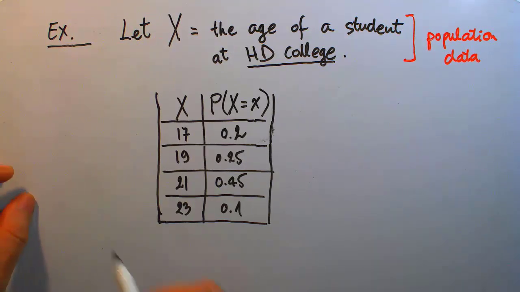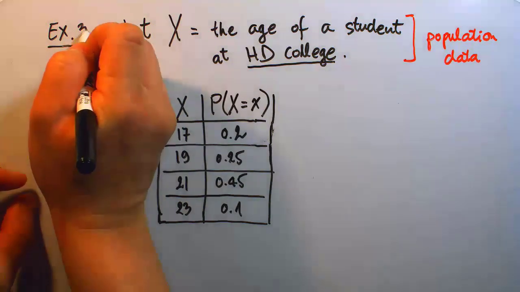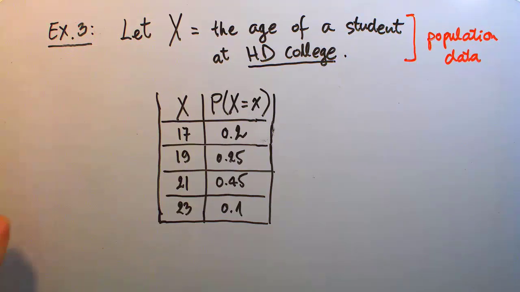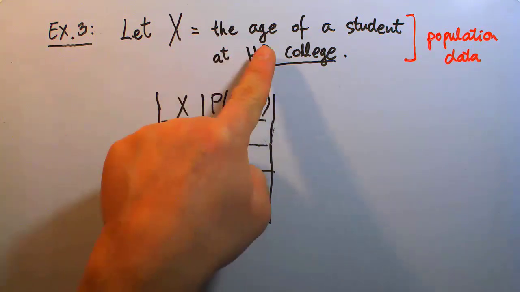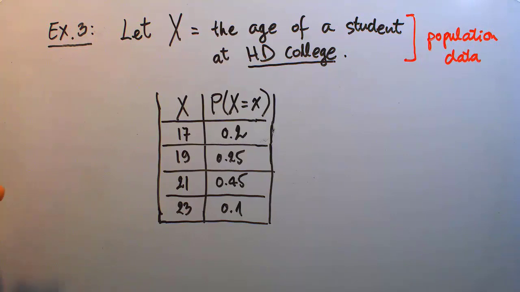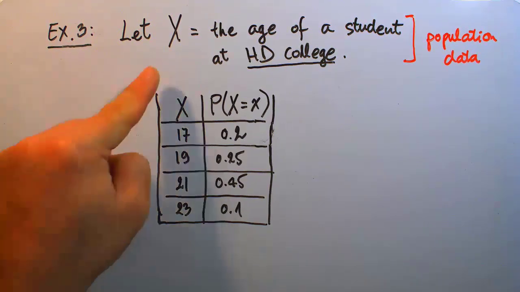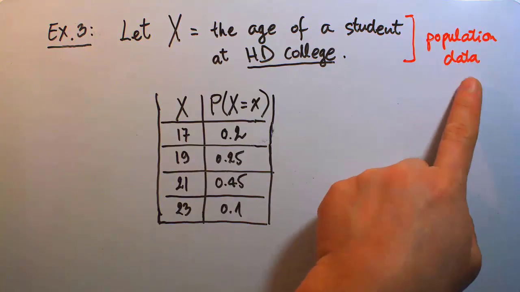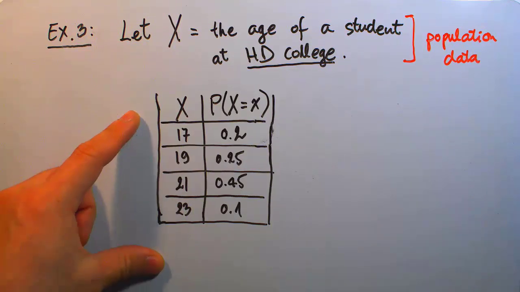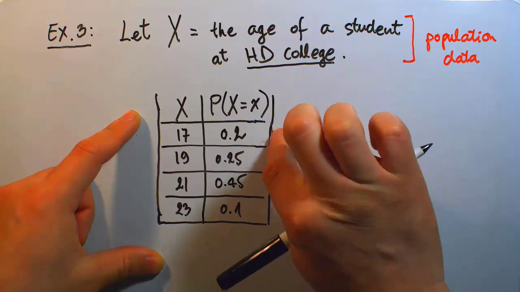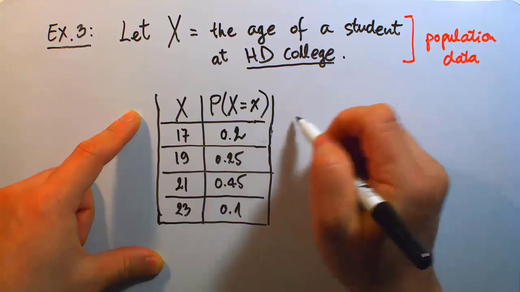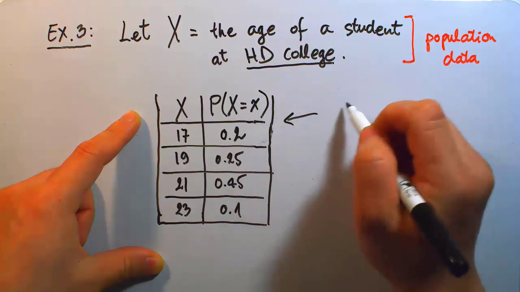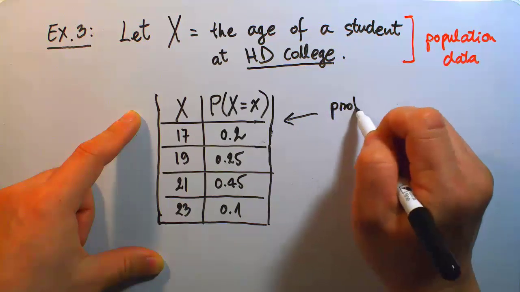All right, and so we are now ready for our third example. Once again, I'm still using that exact same data, letting capital X be the random variable representing the age of a student at HD college. So once again, the intention here is that X represents population data. And so this table right here is the given. Think about some super powerful computer at that HD college that already provided us the probability distribution.